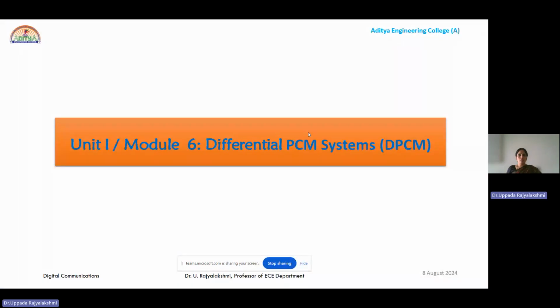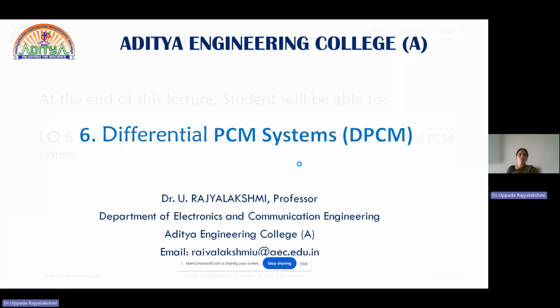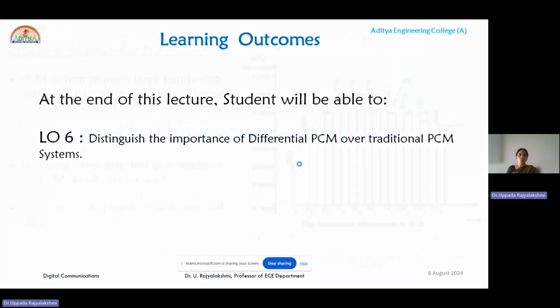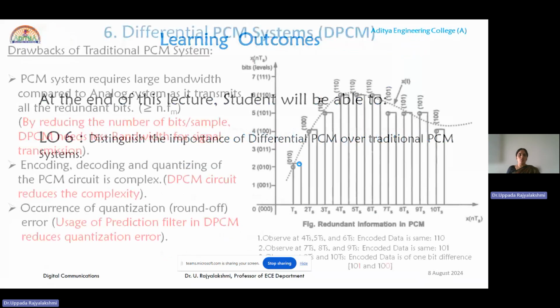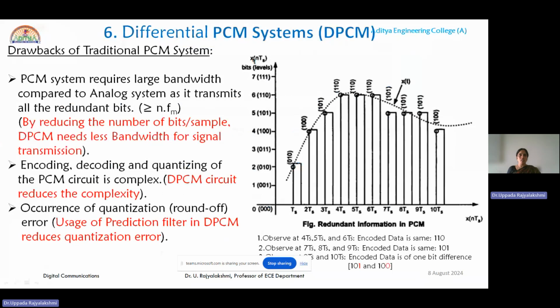Hello everyone. In module 6, we are going to discuss the importance of differential pulse code modulation techniques. In modules 4 and 5, we discussed the SNR calculation of PCM as well as the importance of companding in PCM. Now we can find one of the drawbacks of the existing PCM system. So in order to overcome that, in this module we are going to discuss the differential PCM system.